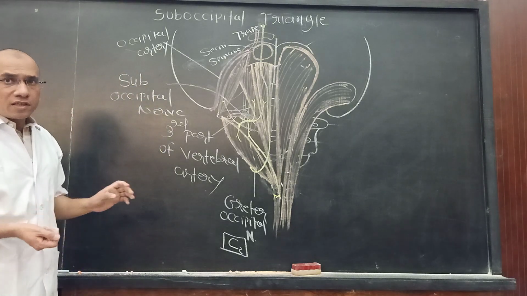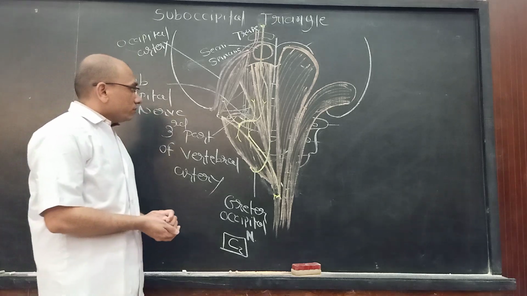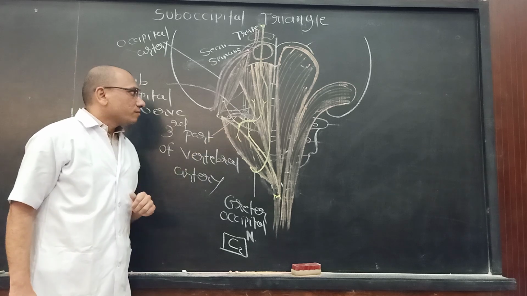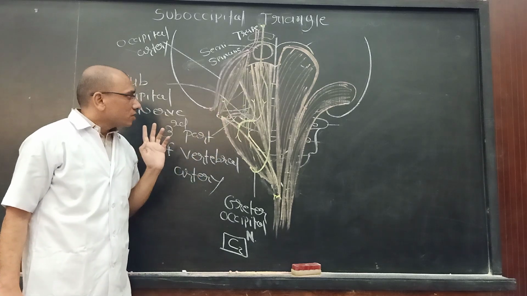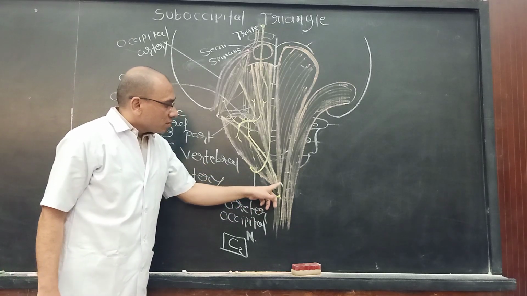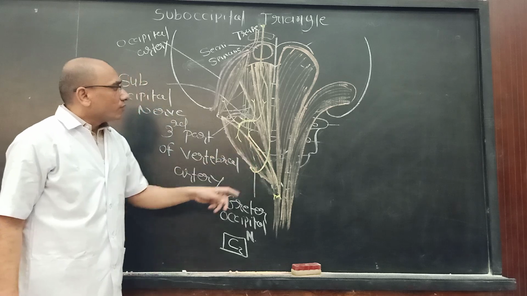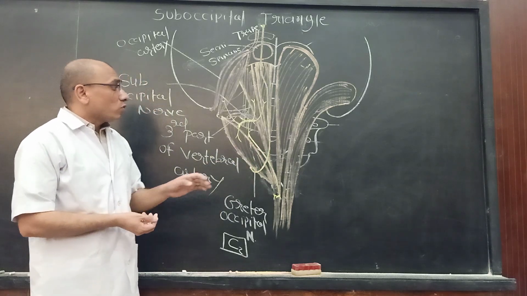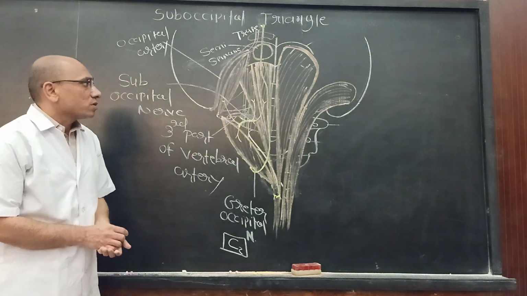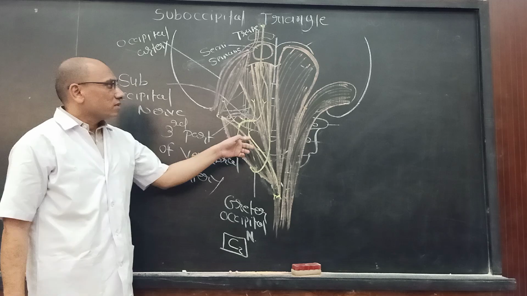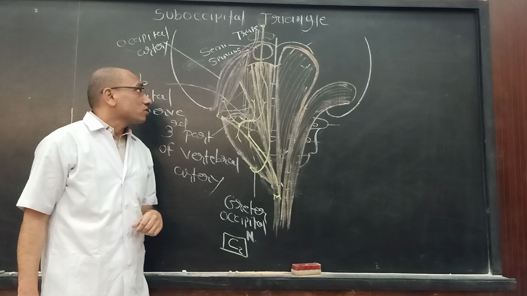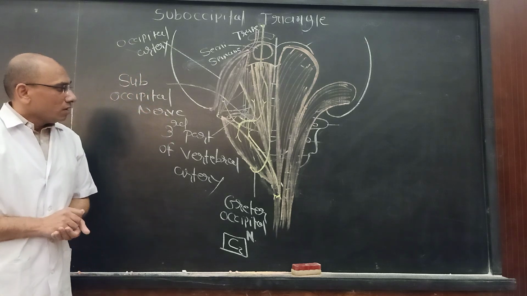In applied aspect, sometimes we need to take CSF from the cisterna magna. This is the site of the cisternal puncture. Needle should be introduced just above the spine of axis, going upward and forward up to the depth of 4 to 5 centimeter, which pierces the posterior atlanto-occipital membrane. And then we will get this CSF. So this is the site of cisternal puncture. Suboccipital triangle. Thank you.